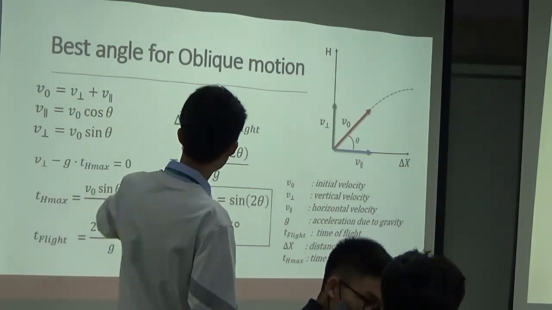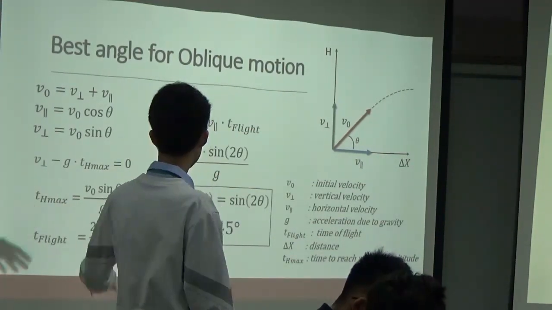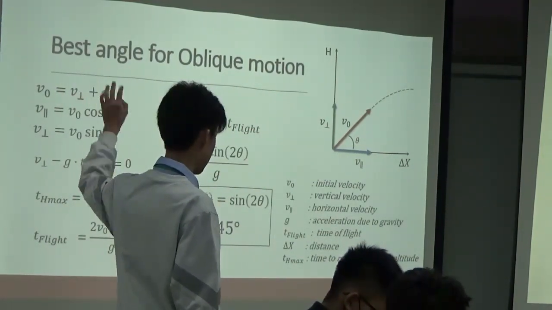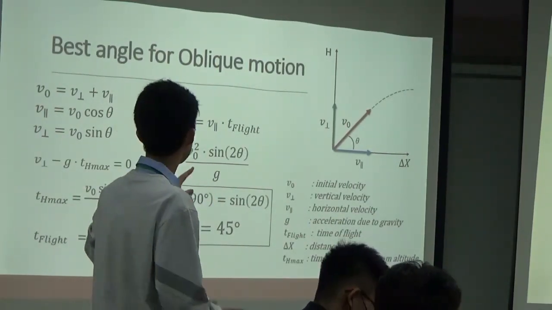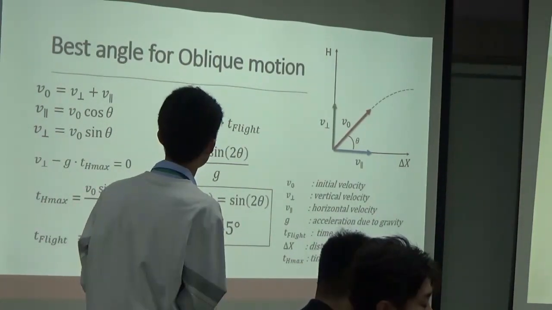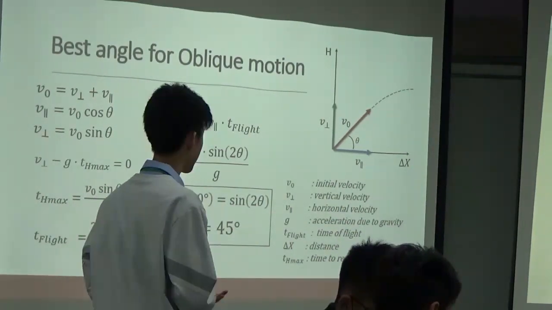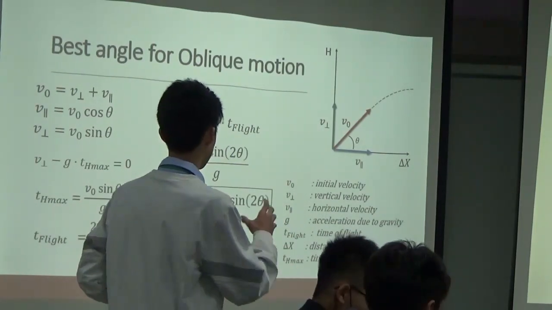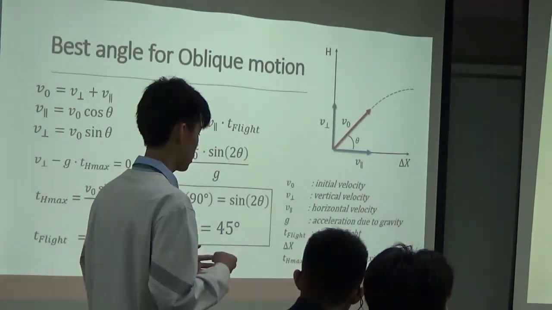And this is the best angle of the oblique moment, and I derived this and got this answer. So when an object is in oblique motion, the 45 degree angle will reach the best distance.